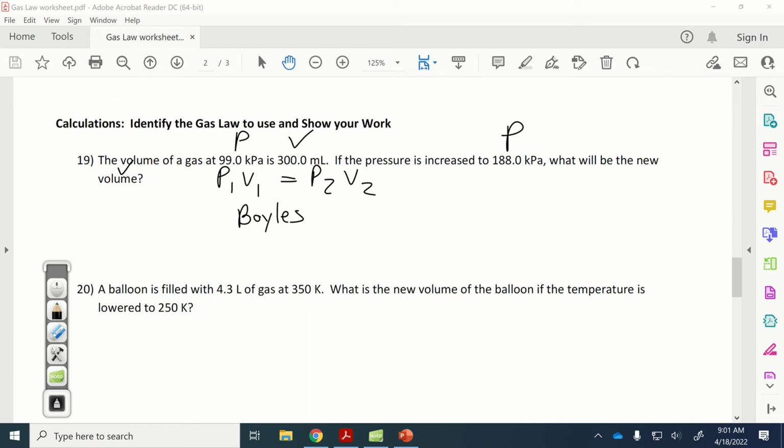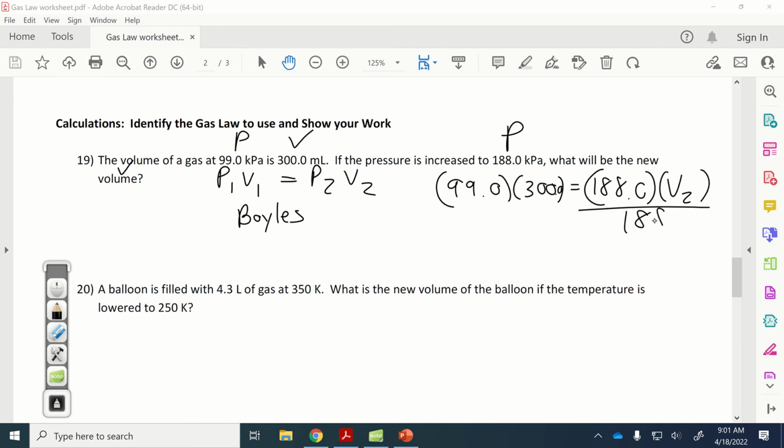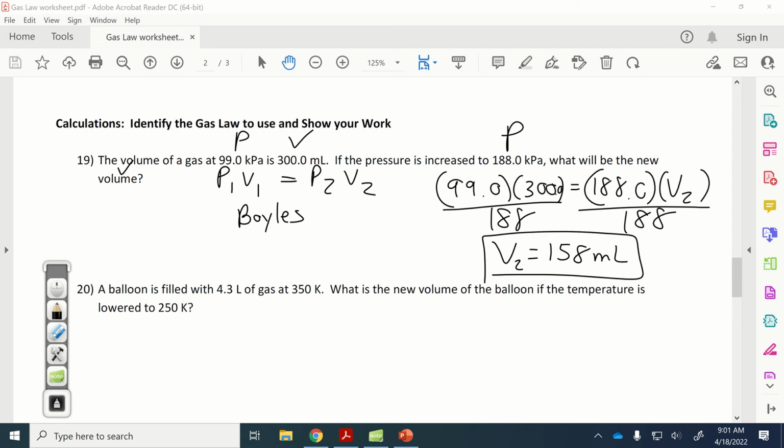So from there, let's just plug it in, make sure we get it all correct. 99.0 times 300 equals 188.0. I guess I should put the 0.0 there. Times volume 2. And if you just divide out the 188, 99 times 300 divided by 188, I believe this comes out to something like 158 milliliters. And that would be correct sig figs too, because 99.0 is 3.